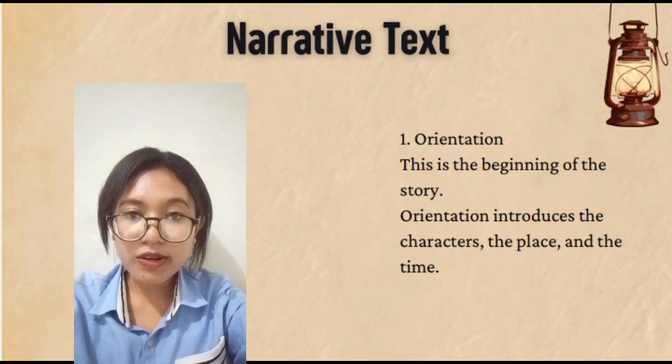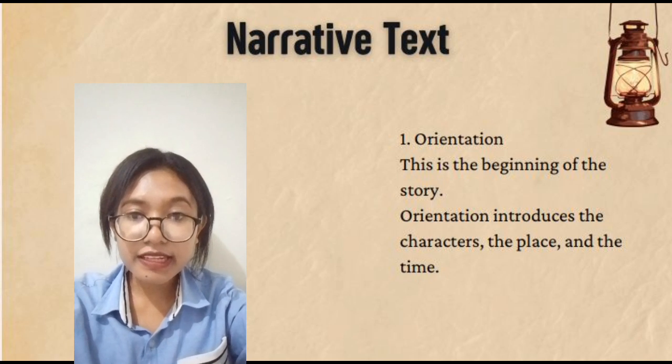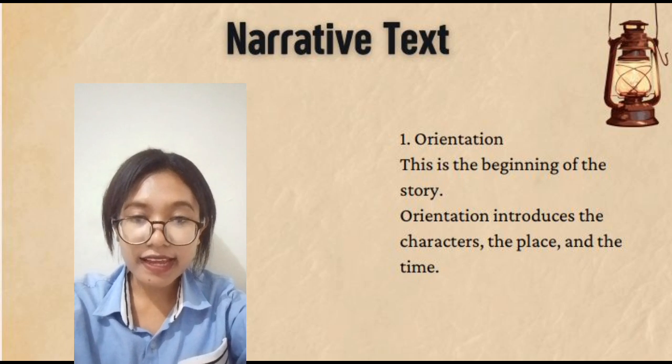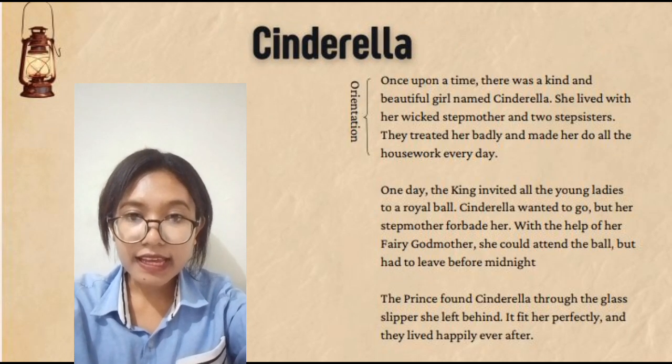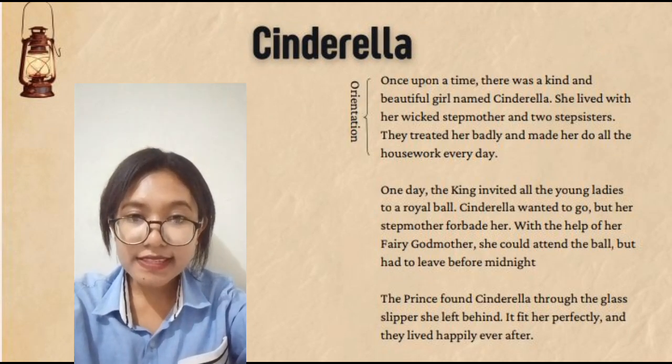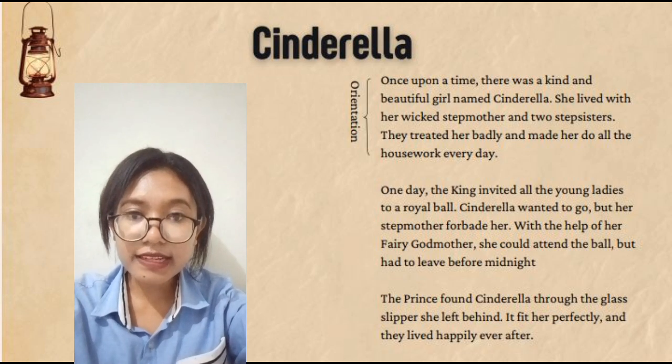The first is orientation. This is the beginning of the story. Orientation introduces the characters, the place, and the time. Example, in Cinderella: Once upon a time, there was a girl named Cinderella who lived with her stepmother and stepsisters. That is the orientation, guys.